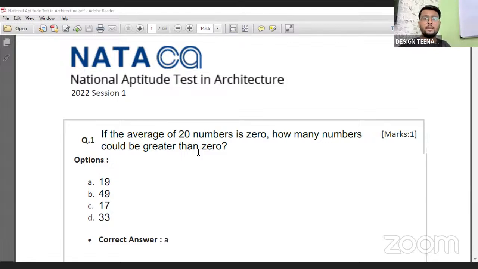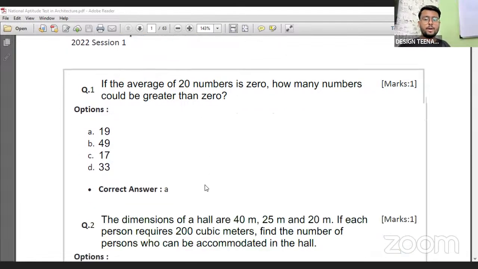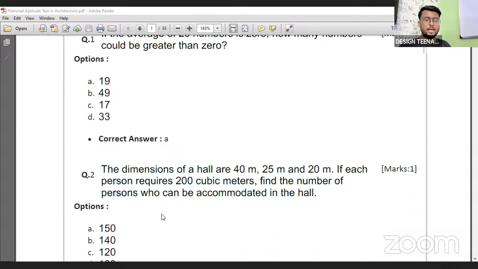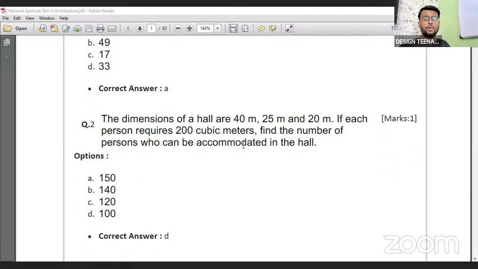When I mentioned 10th, 11th standard, questions might come from set relations, probability, again the very simple things. Now we have 1 mark questions; all these are 1 mark questions. The next question talks about the dimension of a hall. If a person requires 200 cubic meters, find the number of persons who can be accommodated in the hall. How do you solve this question? Quickly tell me the procedure, not the answer, in 2 or 3 steps.